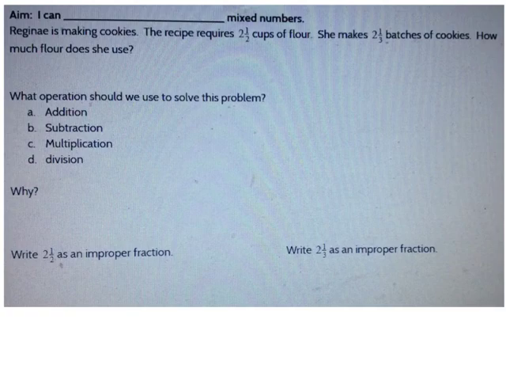Now let's move on to today's lesson. Today you are going to multiply mixed numbers. This is a continuation of what we've been learning for this week. Go ahead and write multiply in the blank at the top. Let's start with an example. Reginae is making cookies. The recipe requires 2 1/2 cups of flour. She makes 2 1/3 batches of cookies. How much flour does she use?